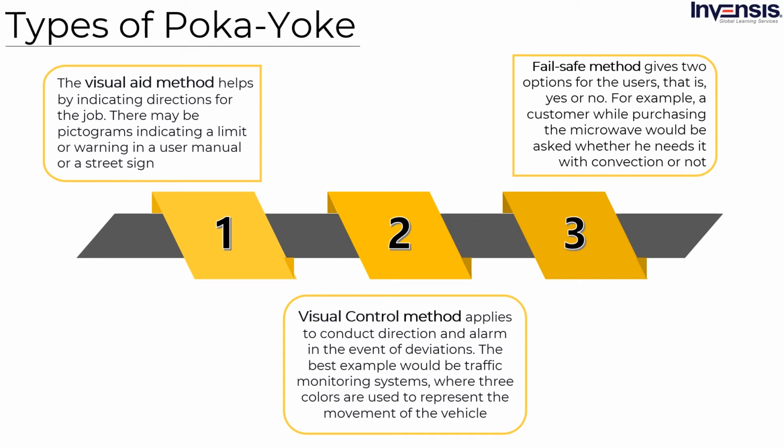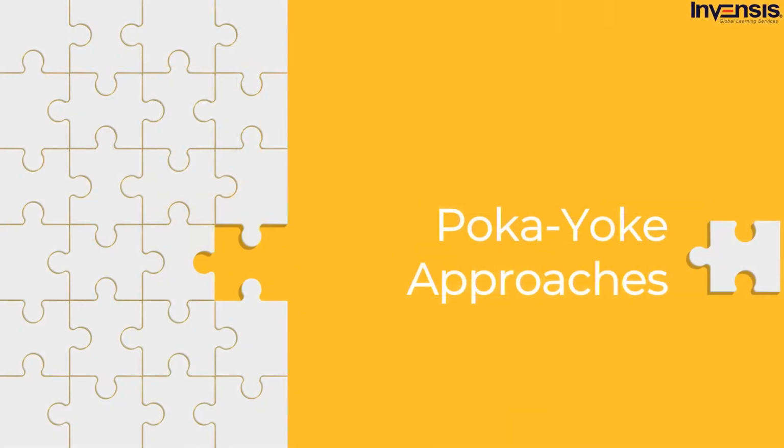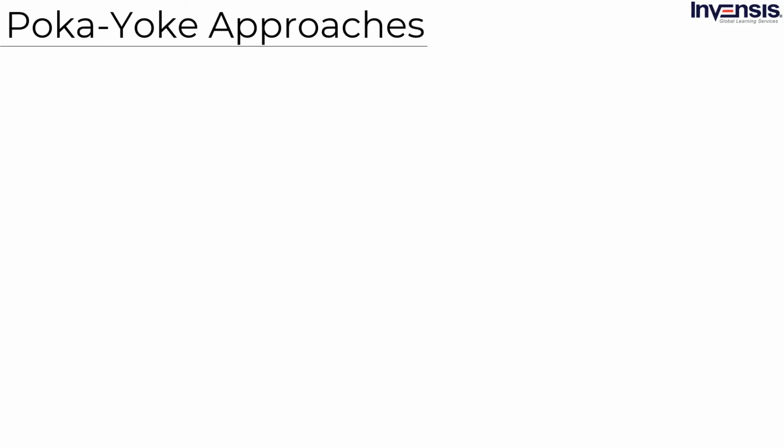Accordingly, they create the same way and give it to the customer. After knowing some of the types of Poka-Yoke, let us see various approaches to Poka-Yoke. Poka-Yoke approaches. Poka-Yoke is used to produce a zero defect rate.